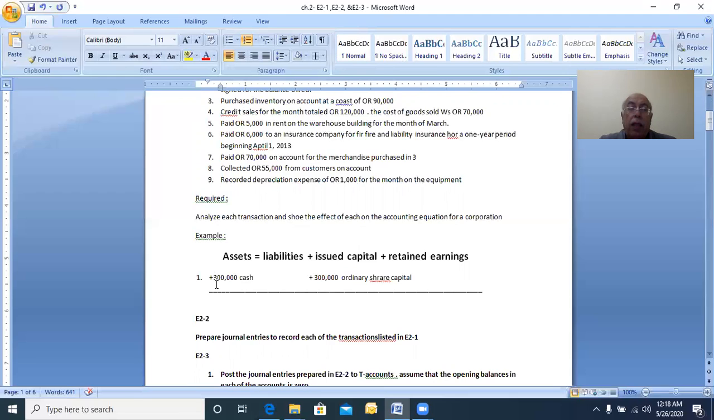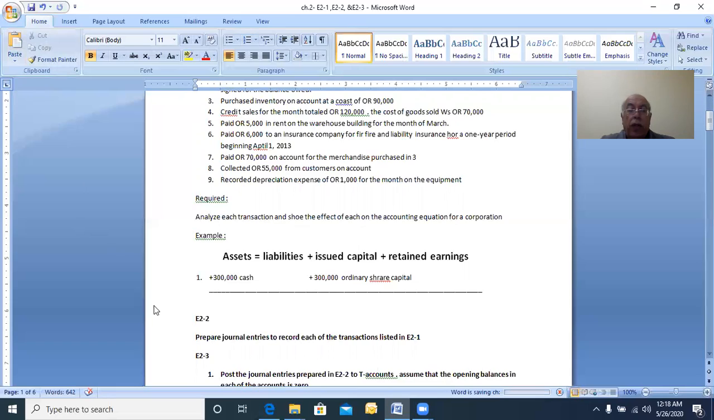And the second requirement, in exercise 2.2, after we solve all these transactions and see their effect, is to prepare journal entries for the transactions in exercise 2.1.